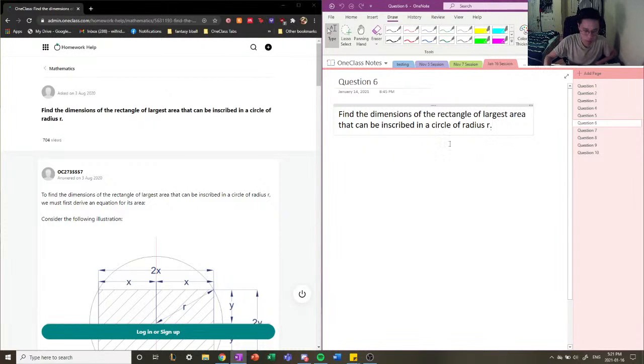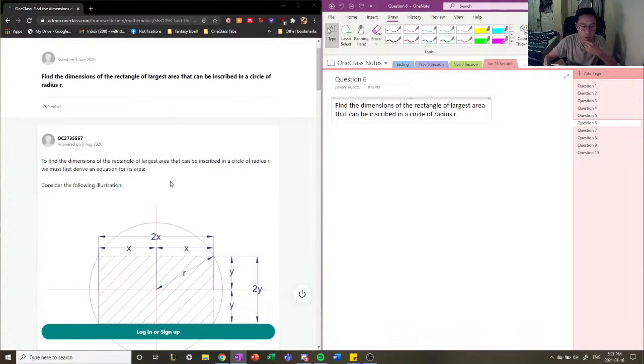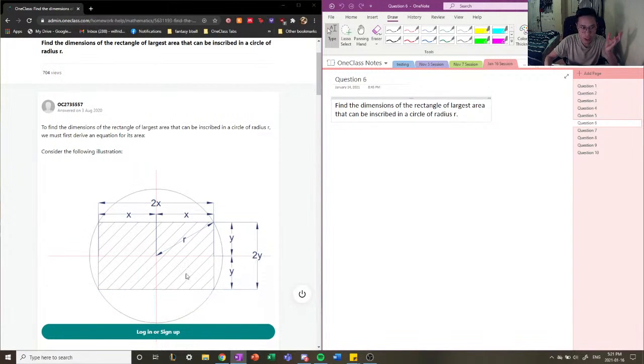Okay, so what does it mean for a rectangle to be inscribed within a circle of radius r? Okay, so imagine that we had a circle with radius r here, okay? So it means that the rectangle is inscribed if the rectangle is within the circle, okay? That's what it means by inscribed, right? So obviously you can find the rectangle of largest area and the dimensions of that rectangle by having the vertices of the rectangle touch the circle. And by doing so, you can ensure that you will find the rectangle of the largest area, and you can find those dimensions. Okay?